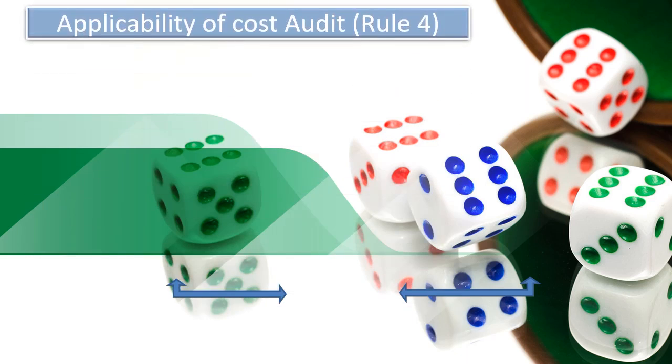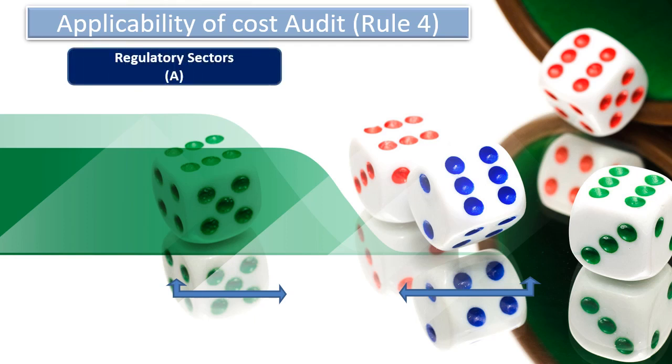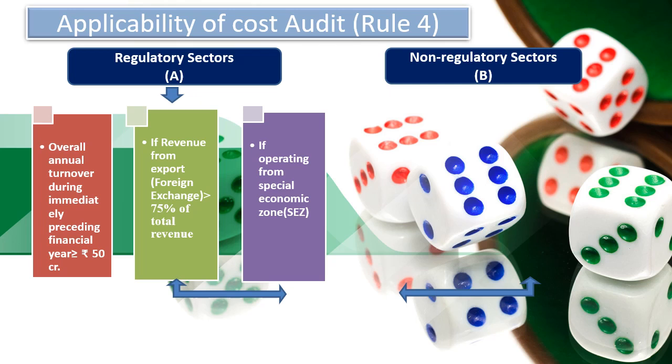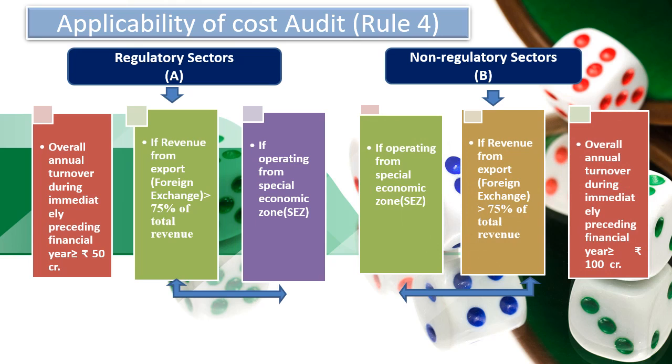After discussing scope and types of cost audit, let's move towards the applicability of cost audit, which is given as per the Cost Audit and Record Rules, that is rule number 4. To understand this applicability, we have to see that there are regulatory sectors and also non-regulatory sectors. We will discuss in another part what is meant by regulatory and non-regulatory sectors. For regulatory sectors, there are some conditions for conducting the cost audit, and for non-regulatory sectors, there are also some conditions for conducting cost audit.